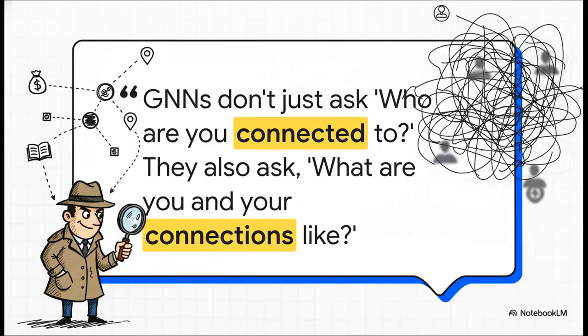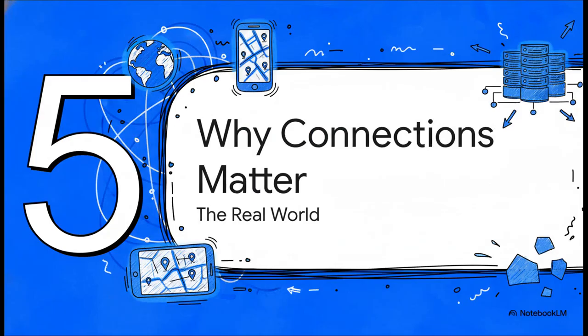I absolutely love this way of thinking about it. You could say label propagation is all about guilt by association. But a GNN is more like a detective. It's out there gathering all the clues, all those attributes, from the entire neighborhood, to build a complete profile before it makes a final call. It's just smarter.